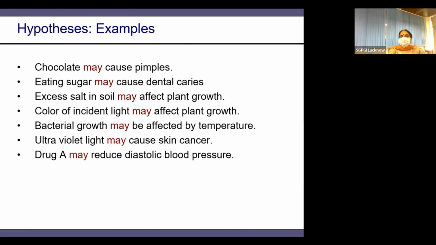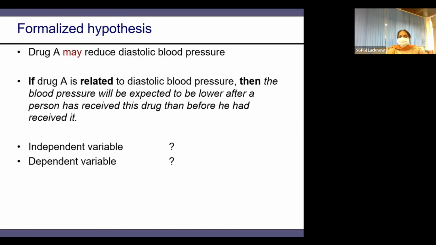So a research hypothesis is like this. The excess salt in the soil may affect plant growth. A drug A may reduce diastolic blood pressure. But till you prove it, you're not sure. So then we convert it into a formalized hypothesis.